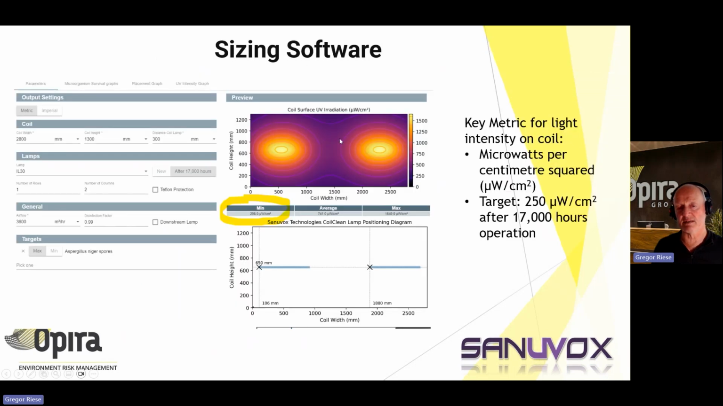And when we use our sizing software for installing coils, this is an example of a coil of 1200 by 2500 millimetres in dimensions, with 2 lamps in front of it. We aim for a minimum of 250 microwatts for those types of installations, which is well in excess of the levels recommended by ASHRAE and Kowalski.